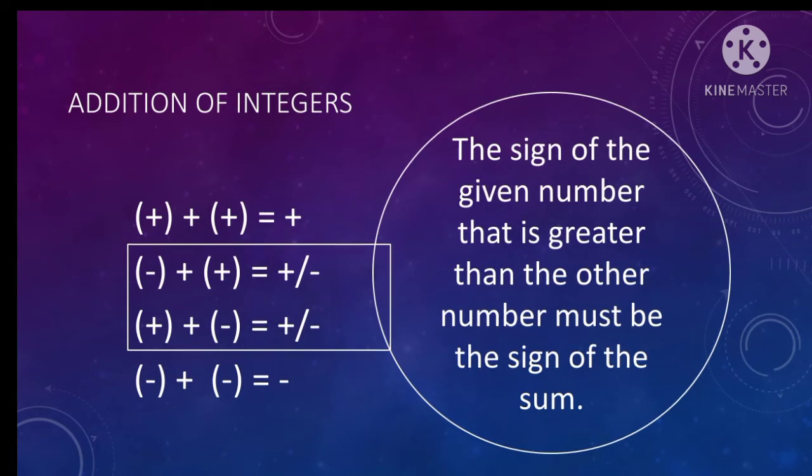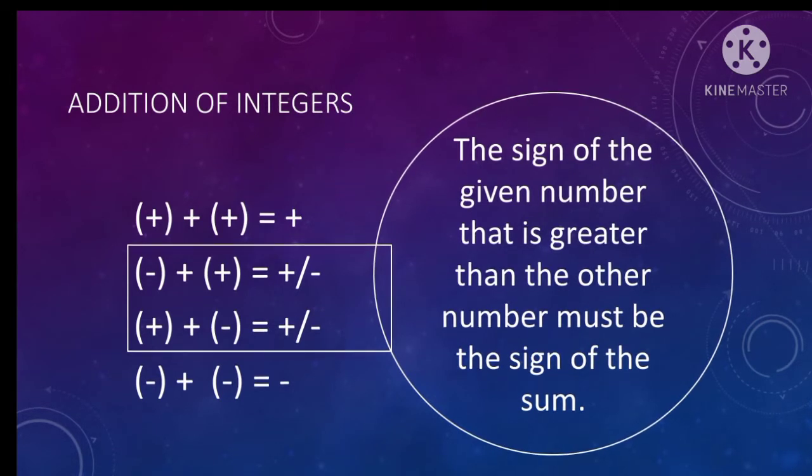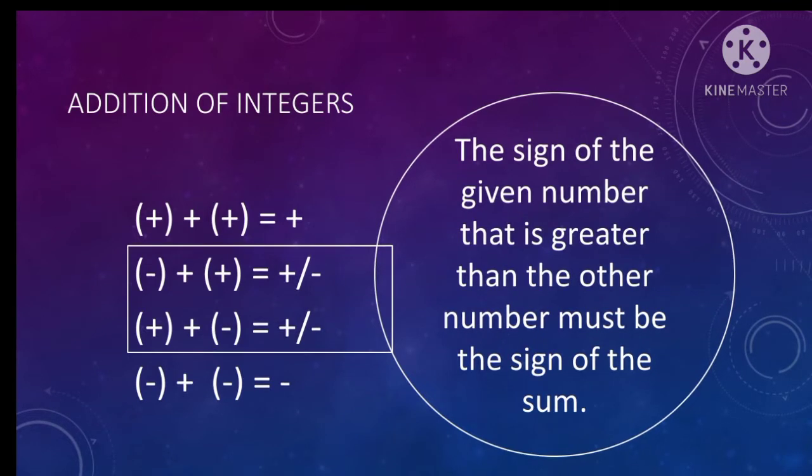For example, here in negative plus positive, negative 9 plus 5 is equal to negative 4. But if it is negative 5 plus 9, it will be positive 4. So that's why the sign of the number which is greater than the other number must be copied as the sign of the sum. Next is negative plus negative is equal to negative.